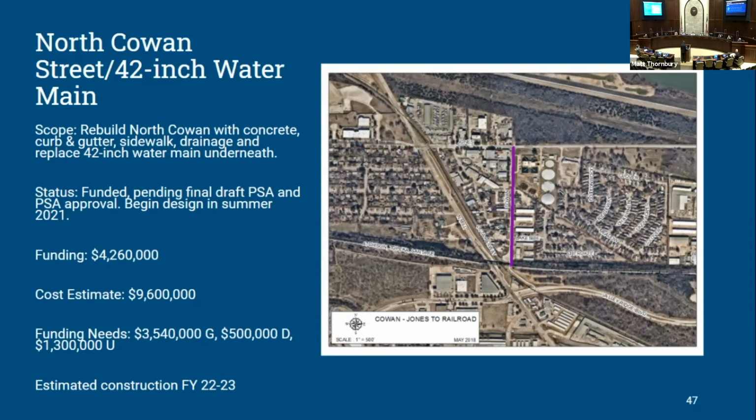This is one of those projects where we've got quite a large funding gap. As I scroll through these slides, you'll see on the funding needs, some of the costs have G's, D's, and U's after them. And that's general fund, drainage utility, and then utility funding.